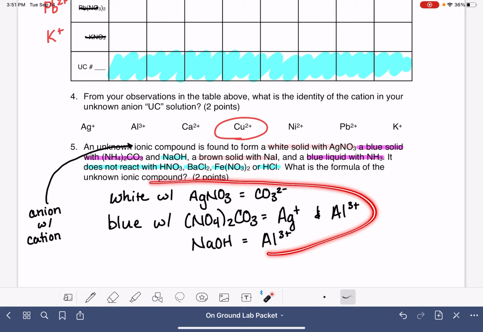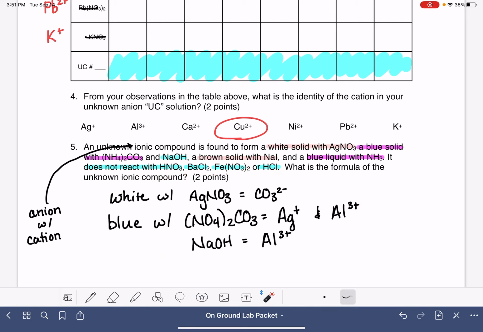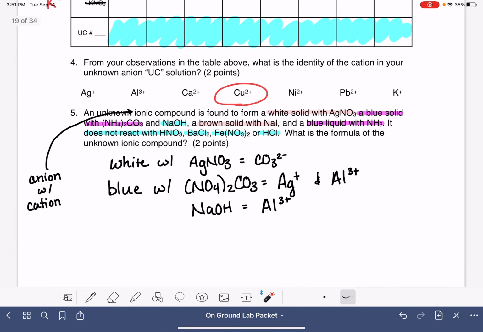Your observations are going to be a little bit more detailed than what I'm writing here. You're going to have probably way more possibilities when you first start this off. But as you work your way through all of these different hints, you should be able to narrow down what the cation is and what the anion is. So you should end up with just one possible cation and one possible anion.